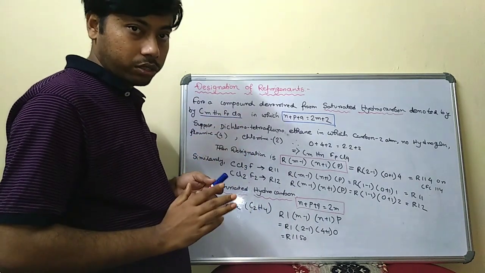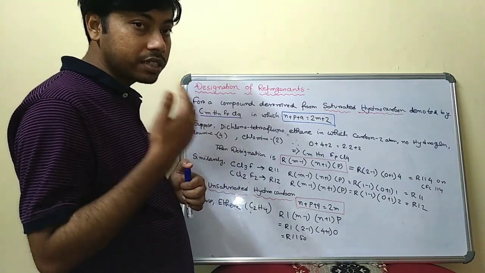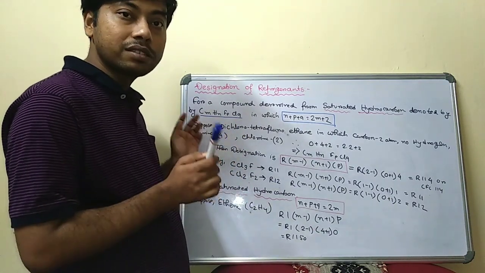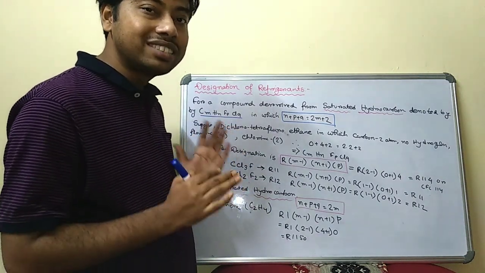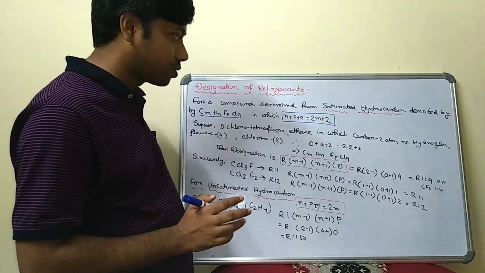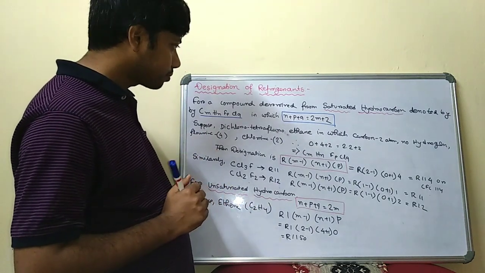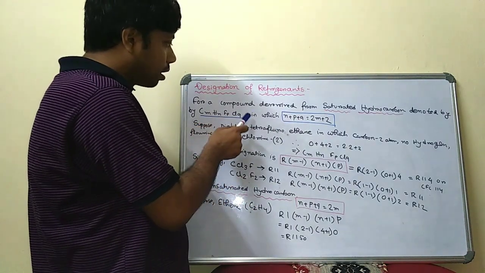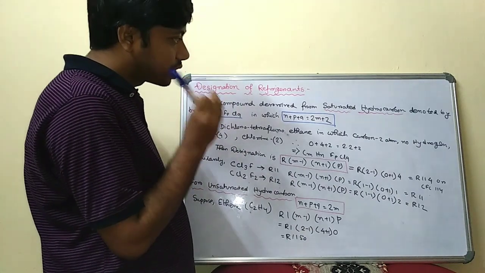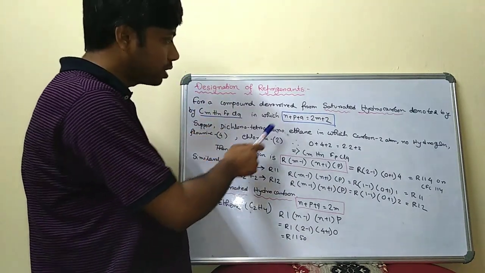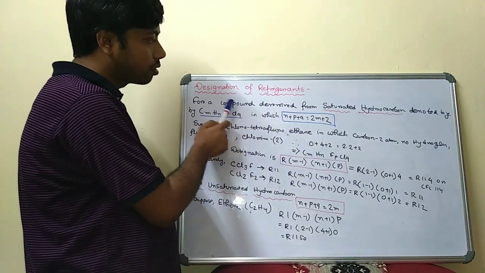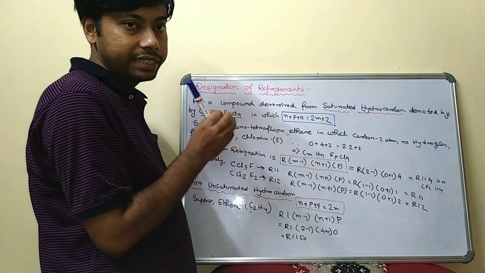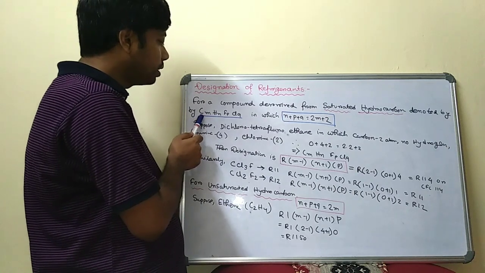If it doesn't follow that n plus p plus q is equal to 2m plus 2, then it would be an unsaturated hydrocarbon. We will discuss that later. For a saturated hydrocarbon, it should follow n plus p plus q is equal to 2m plus 2, and for a compound derived from it the designation will be CmHnFpClq.